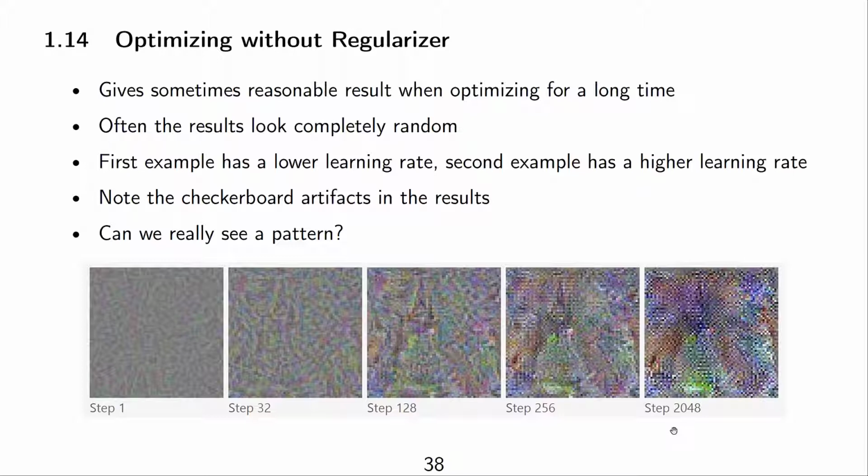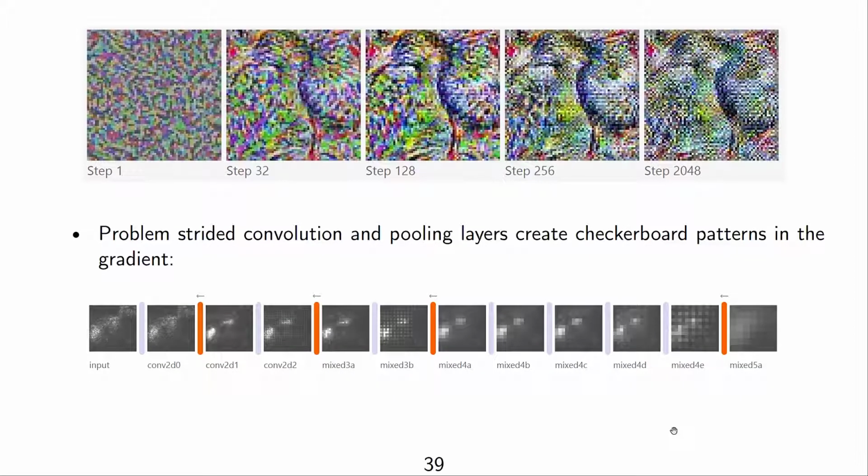Also, note that the optimization leads to this typical checkerboard artifact that also happens in other of these network inversion methods by optimization. Well, I would say we cannot really see a pattern here. Let's look at something with a high learning rate. Looks a bit better. After 2048 steps, we can see more. But what exactly is it? Maybe some of you can try to take a guess what you're actually seeing here. I would still say it's very difficult to make sense of this.